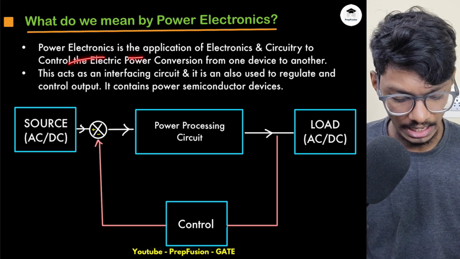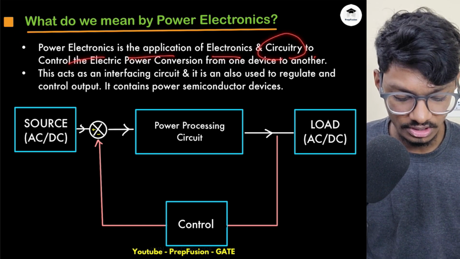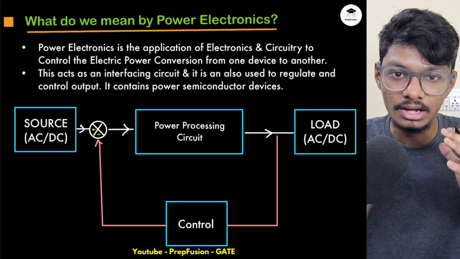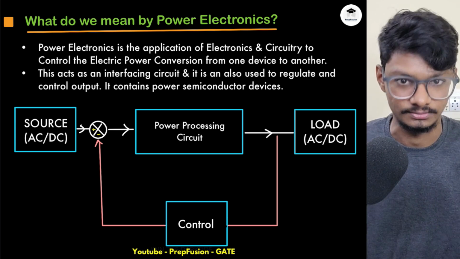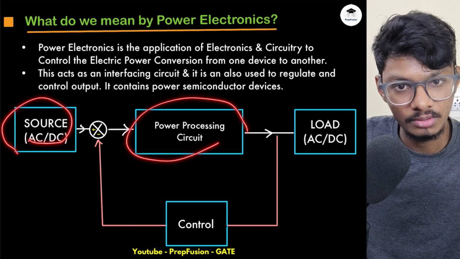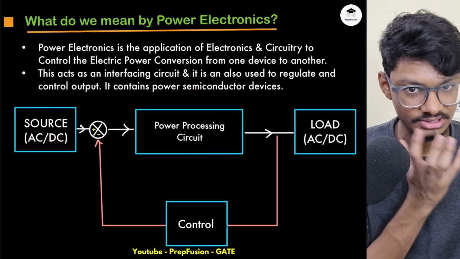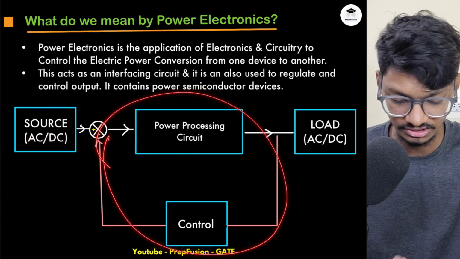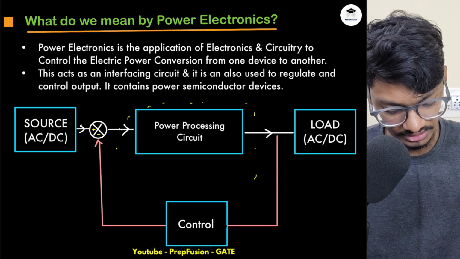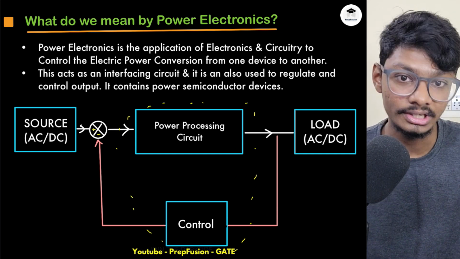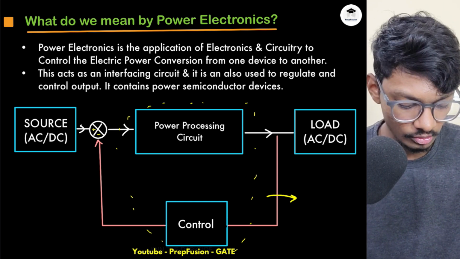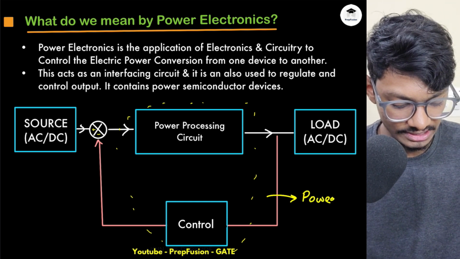Power electronics is the application of electronics and circuitry to control the electrical power conversion from one device to another. So it basically controls the power conversion from one device to another. Let's say I have a source and there is one power processing circuit. This is where power electronics comes into the picture. This section is the power electronics part. I have a source which gives me AC supply, but I want a DC supply. So how do I do that? With the help of power electronics, I can convert my AC to DC.